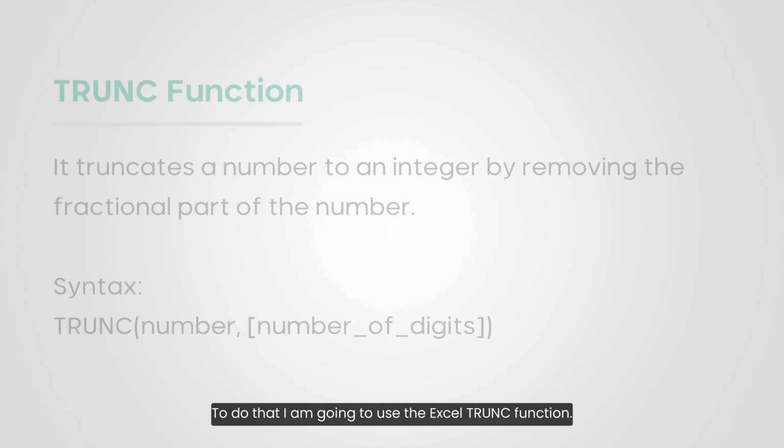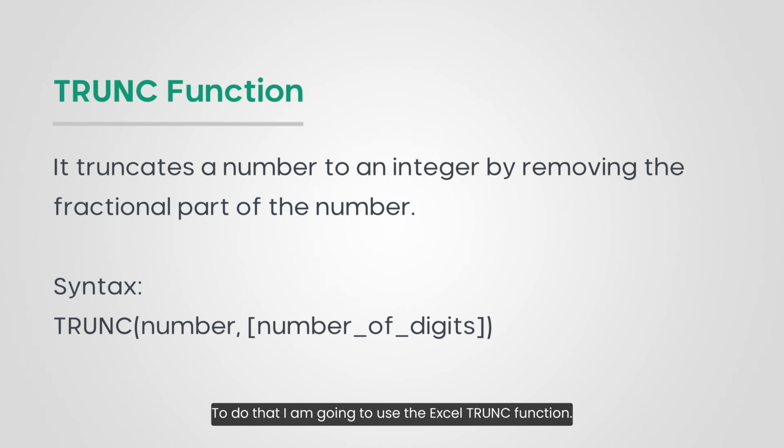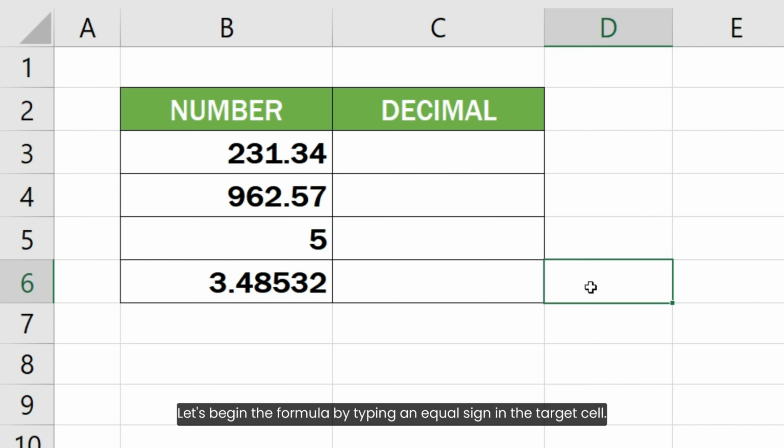To do that, I am going to use the Excel TRUNC function. TRUNC is a short form of truncate, and as the name suggests, it truncates a number to an integer by removing the fractional part. Let's begin the formula by typing an equal sign in the target cell.